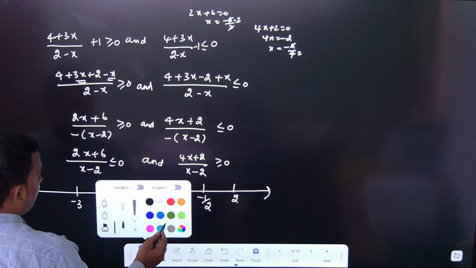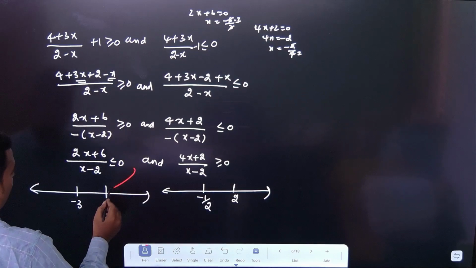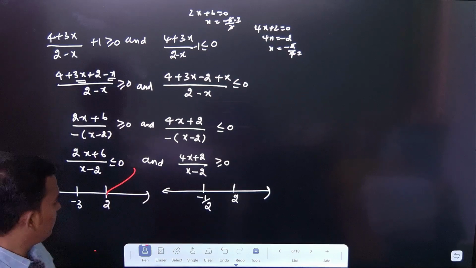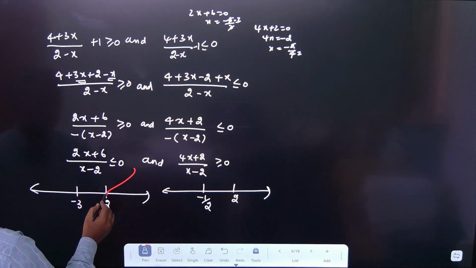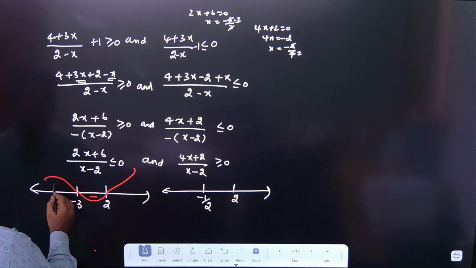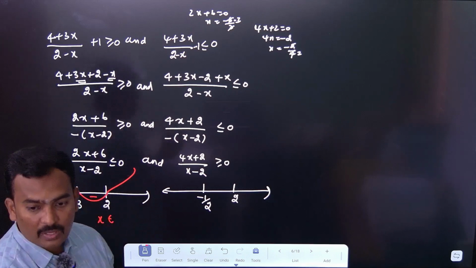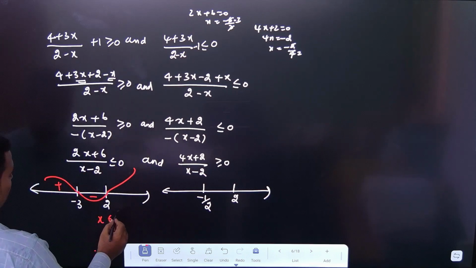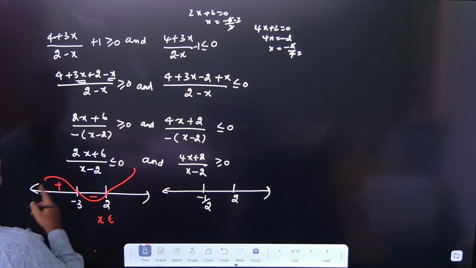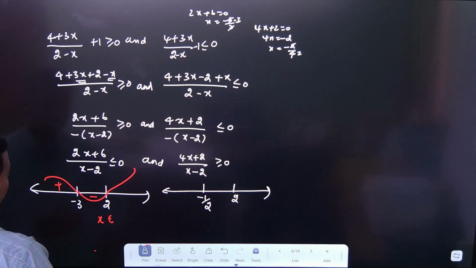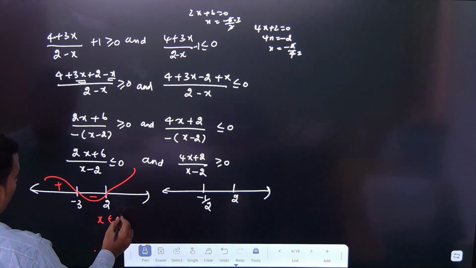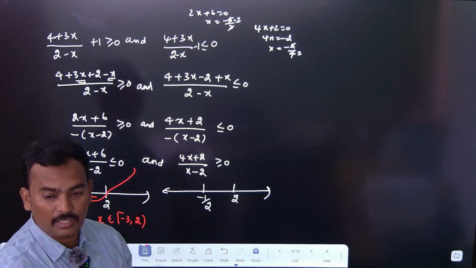Now you can use the wavy curve method. Start with a positive. So all are odd power, change the sign. So negative and then positive. So we need x belongs to, the ratio is less than 0 is required. So x belongs to, minus 3 you can include, there is no issue. Less than or equal to 0 only is there. But 2 should not be included, right? So minus 3 is included and 2 is not included. If 2 is included, denominator will be 0.